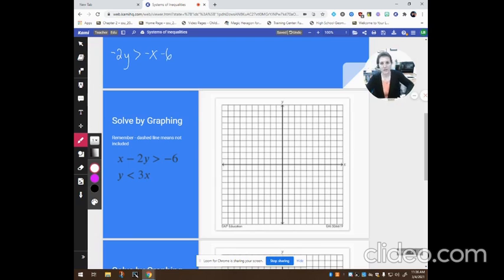Okay, now this is the part that a lot of people got hung up on that last chapter test. When I divide by a negative number, there's this rule that says if I divide by a negative, I've got to flip that symbol. So I end up with y is less than a positive 1/2 x and a positive 3. Real quick, I want to go over that again, why that's true.